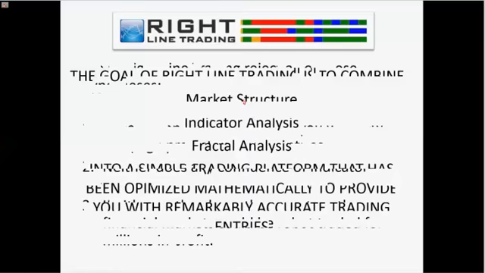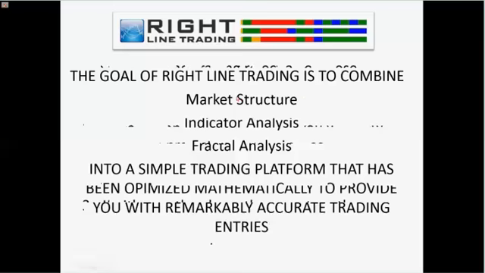So the goal of Right Line Trading is to combine all these independent variables, market structure, indicator analysis, fractal analysis, into a simple trading platform that has been optimized mathematically to provide you with remarkably accurate trading entries. And by remarkably accurate, I mean precise trading entries. And by precise, I mean mathematically those with a very high positive predictive value.